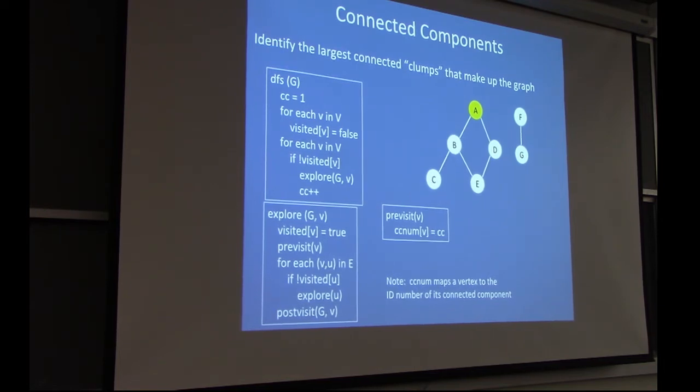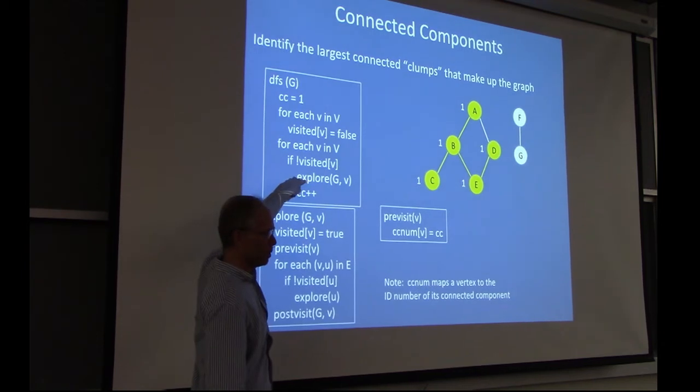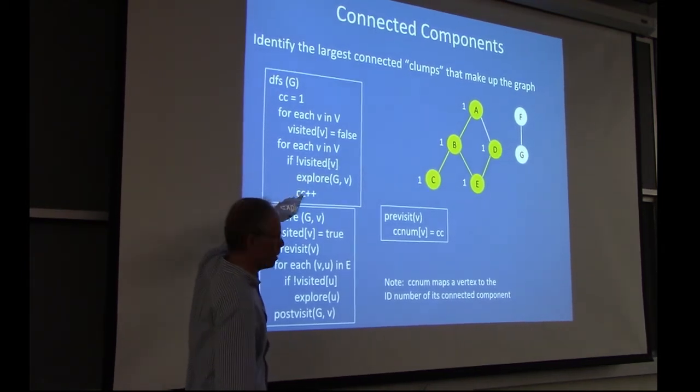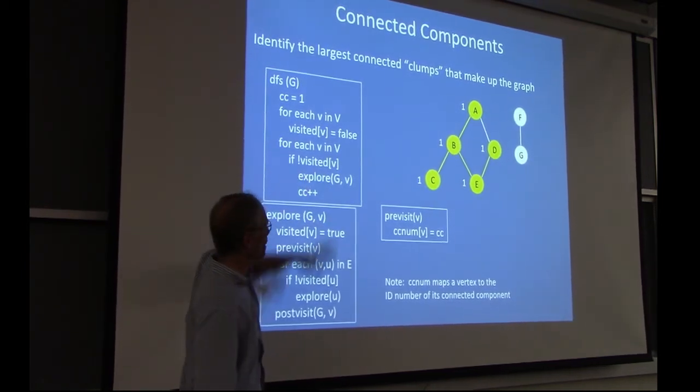CC equals 1. It's going to number A with a 1. Then we visit B, it gets a 1. C gets a 1. E gets a 1. D gets a 1. At that point, all the recursions return, and we're back up in that loop in DFS. So this call to explore finally returns because we visited the whole clump. Then we increment CC, and then we go find an unvisited vertex.